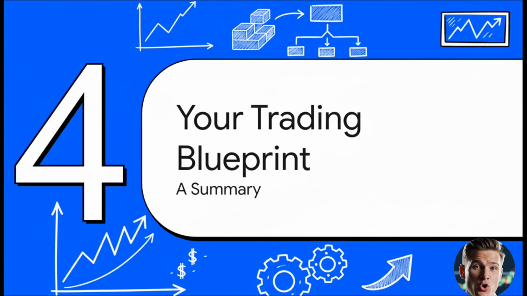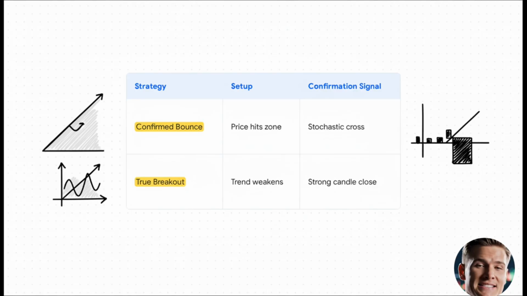So let's zoom out and see how this all fits together. This next part puts everything we've covered into a simple, clear blueprint that you can actually use. And here it is, side by side, your trading cheat sheet. For the confirmed bounce, we are playing with the existing trend. The setup is the price hitting our zone, and the signal is that stochastic cross.